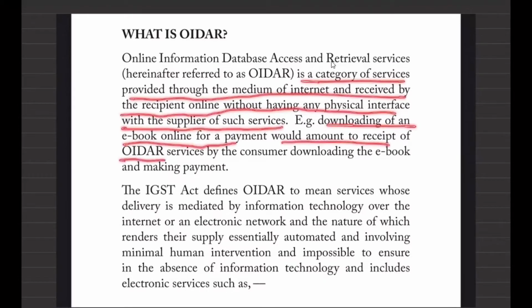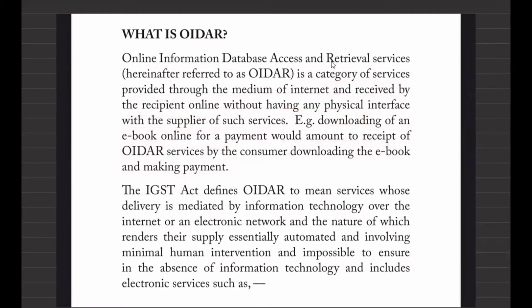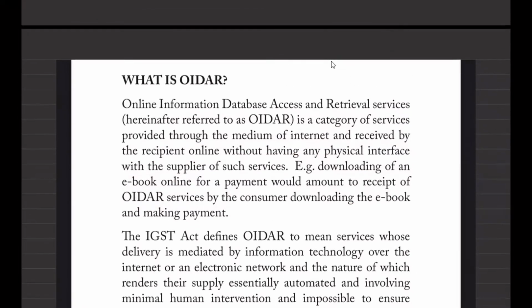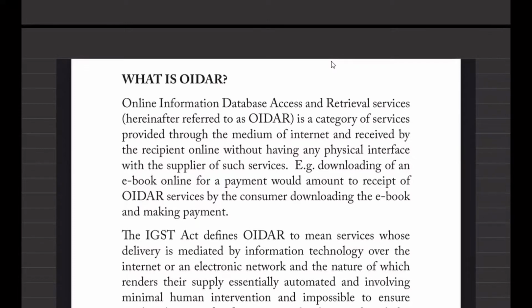The common things are, ebook is not at all common, Netflix, Hotstar, Amazon, anything like those. There are many more things that all fall under OIDAR. OIDAR is not about goods, it's always about services. So Flipkart and Amazon are not OIDAR, they are electronic commerce operators. But Amazon Prime is OIDAR.